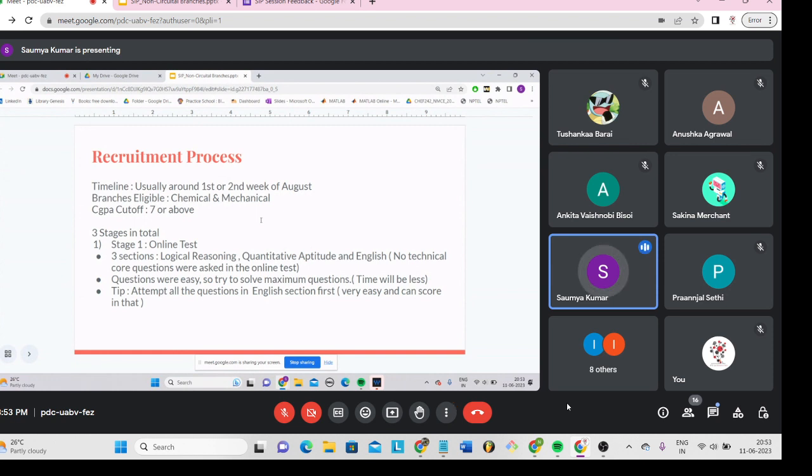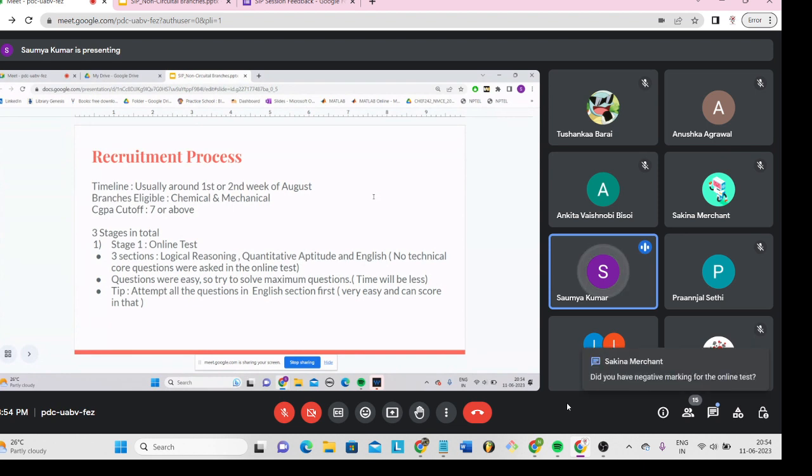The key differentiating factor in the online test will be the number of questions that you make correct in the time, because the time will be very less. I got 65 questions in 60 minutes. So you need to have a very good grip, like 1 minute per question. You can't give more than that. One tip that I want to share is attempt all the questions in the English section, because they were the easiest, literally 10th grade questions. So attempt all the questions in that.